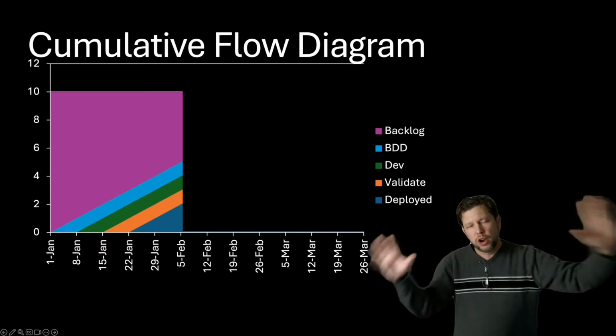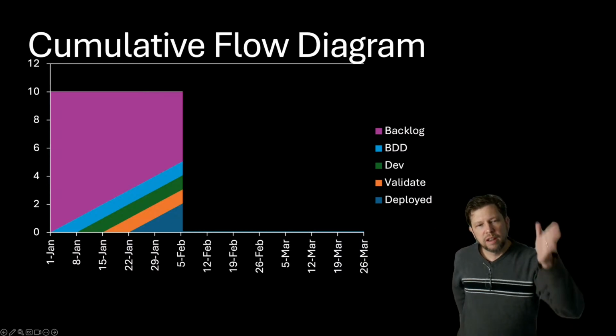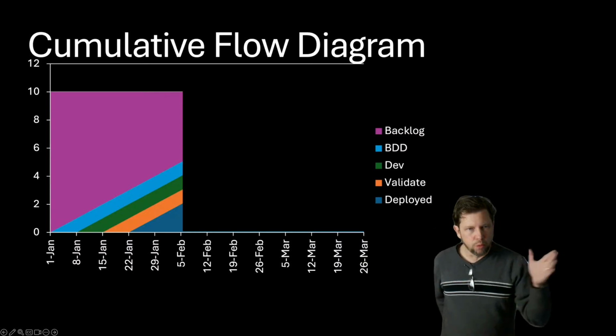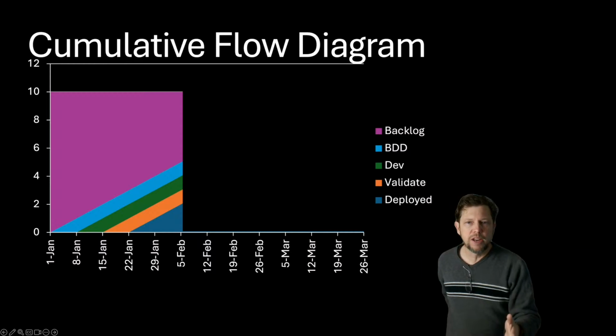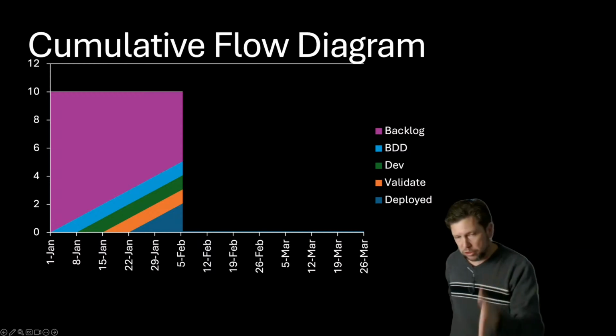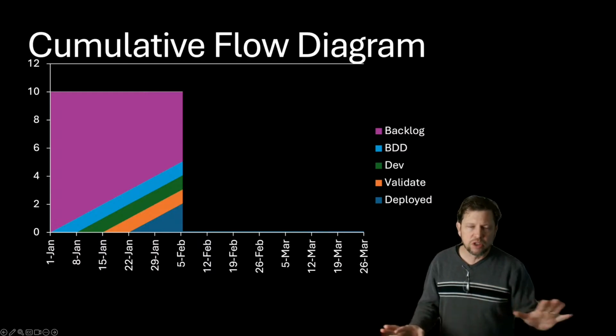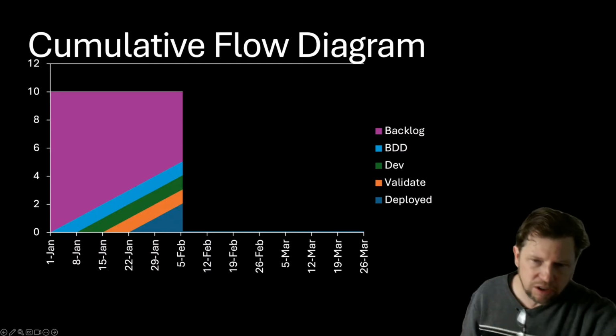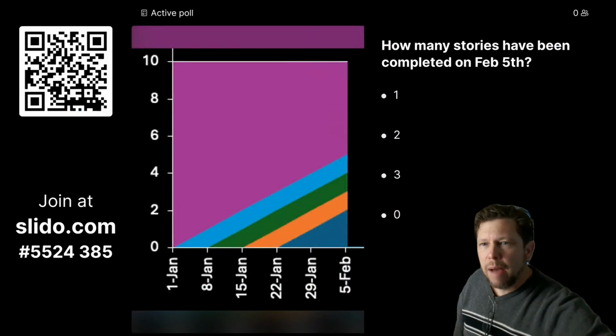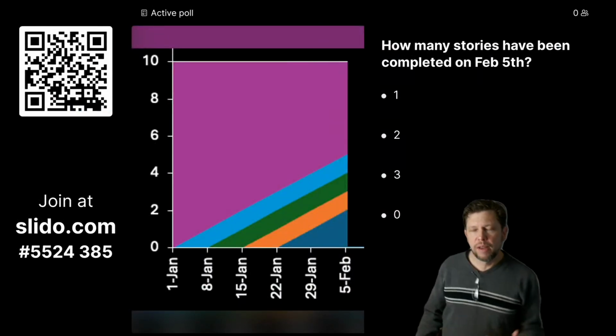We've got, this is very idealized. So every week something will move to the next column. One item will move from the backlog to the BDD column. Whoever's in the BDD column moves over, and it's just incrementally every week moving. Very, very idealized. This isn't how it's going to work in real life, but it makes it easy to understand what's happening here. So how many stories have been completed on February 5th?